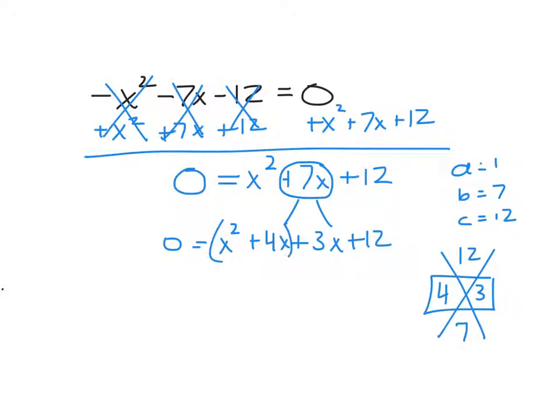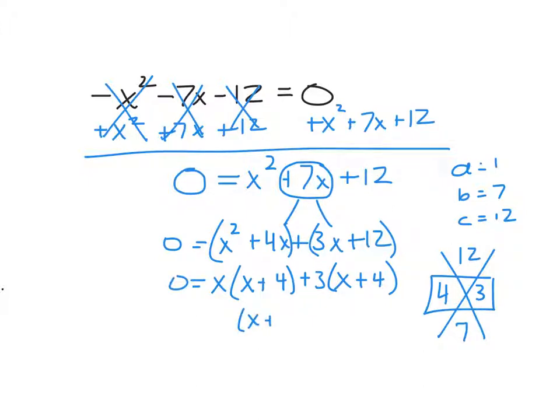Okay, so I group them, take out an x, left with an x plus 4. In the back side, the biggest number that goes into 3 and 12 is 3. Take out a 3, then I'm left with 12 divided by 3 is 4. So now I have an x plus 4 in common, x plus 3 left over, and we're going to set that equal to 0.